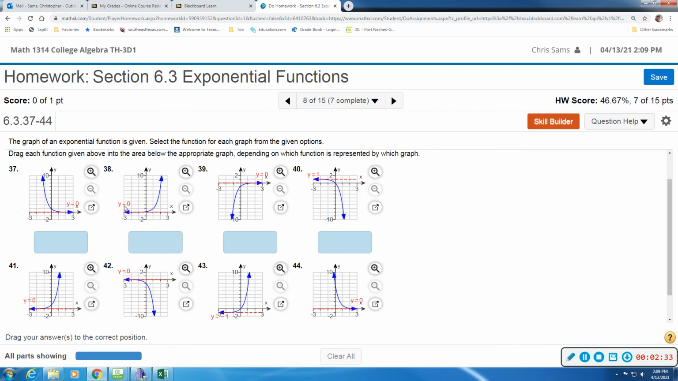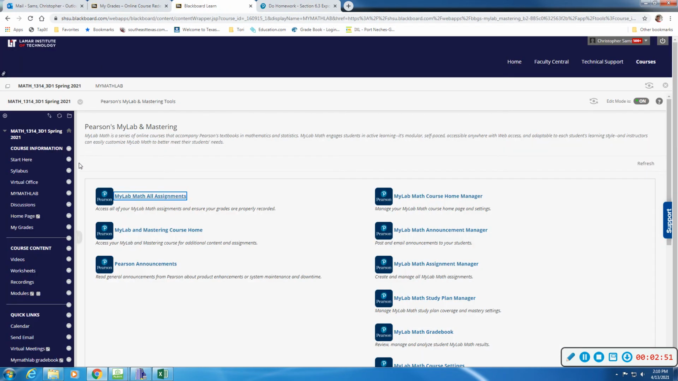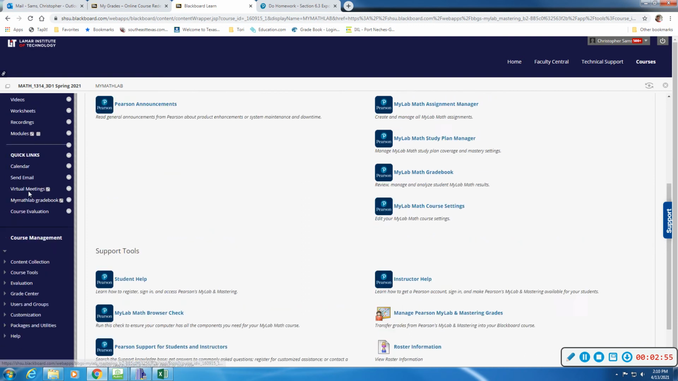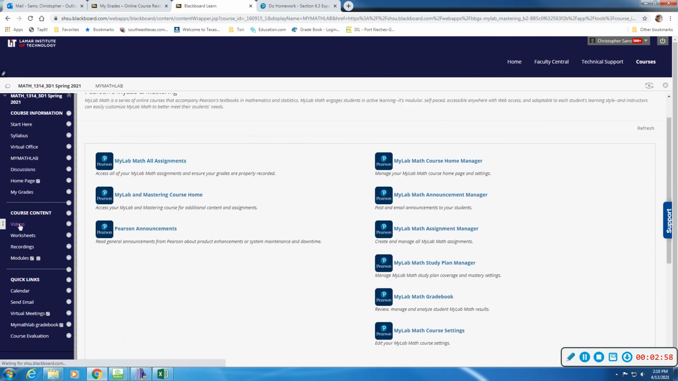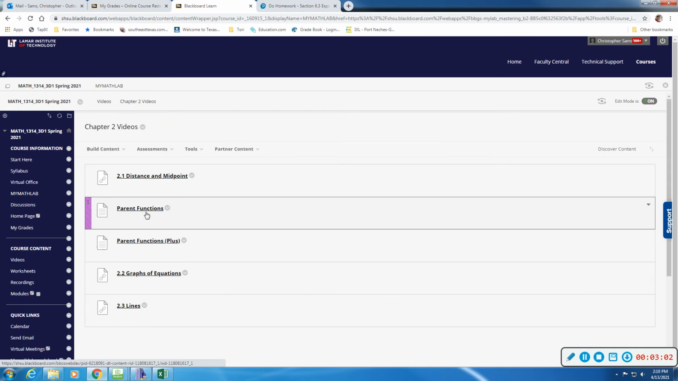This one looks pretty close, except it should go through the ordered pair 0, 1. And I don't think this one does. This one goes through 0. It's really flat. So let me also show you this exponential graph in our parent functions, not grade center. I want to go to videos folder. I want you to kind of be aware of this, I think it was in chapter 2. Parent functions, yes.